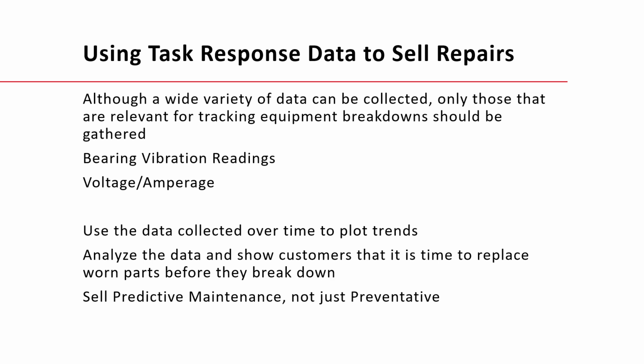Similarly, things like bearing vibration readings on large motors. A trend analysis looking back over several months of readings that have happened might lead us to see that a bearing is perhaps ready to fail, and that way we could be proactive about changing out that bearing. Voltage and amperage readings are another indicator that perhaps the amperage draw is too high. We might want to consider replacing a motor.